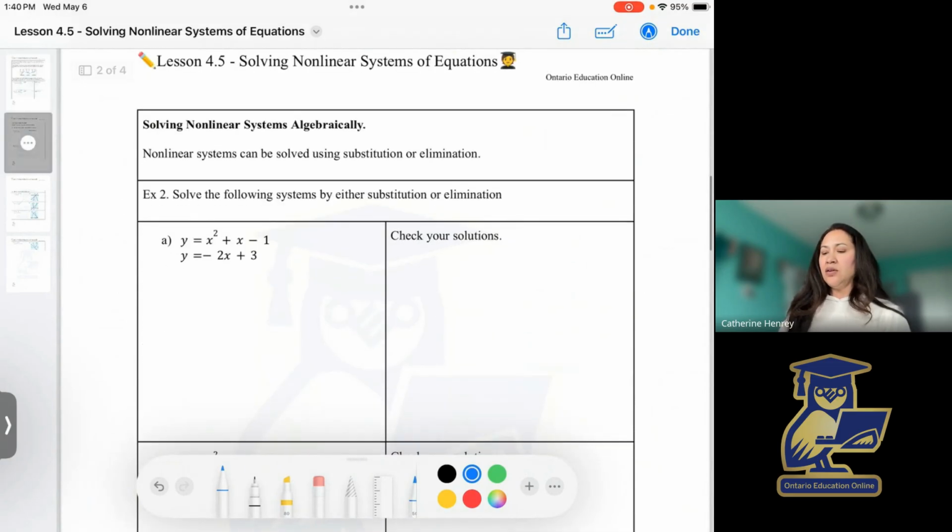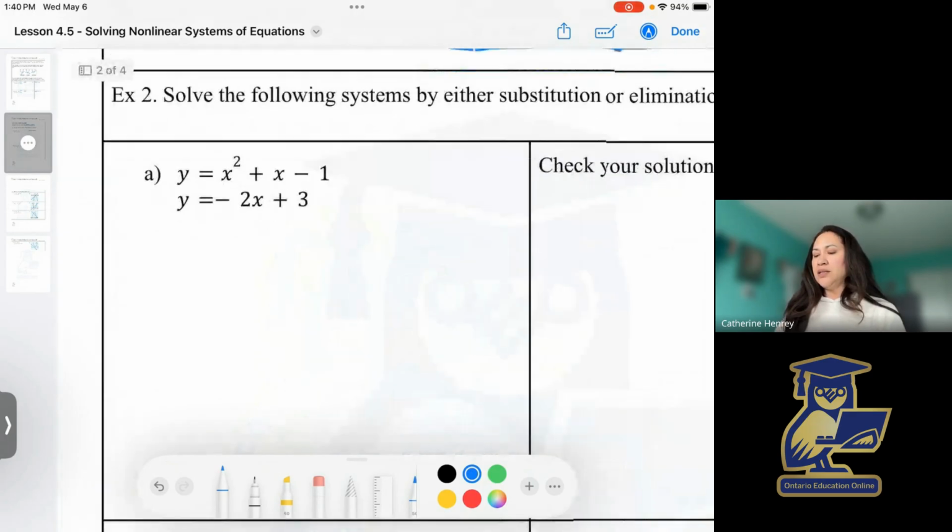Of course, we can also solve nonlinear systems algebraically. Nonlinear systems can be solved algebraically using either substitution or elimination, and we took a look at that in our first unit of this course. So how would I solve the system either by substitution or elimination? Let's take a look at the first one that's given.